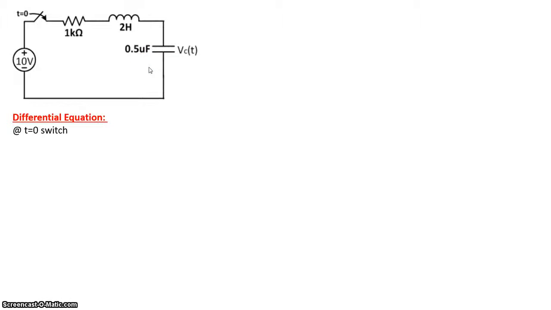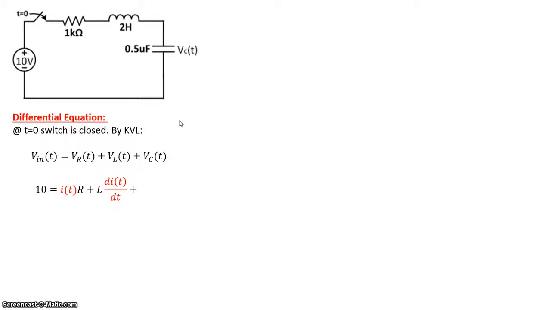So at time t equals 0, the switch is closed, the circuit is complete, and by KVL we can say Vin equals VR at time t plus the inductor voltage and the capacitor voltage. Now the input voltage is given as 10, VR is iR, VL is L di/dt, and we want to leave VC because that's what we're interested in. So we're interested in figuring out what is the voltage across the capacitor.